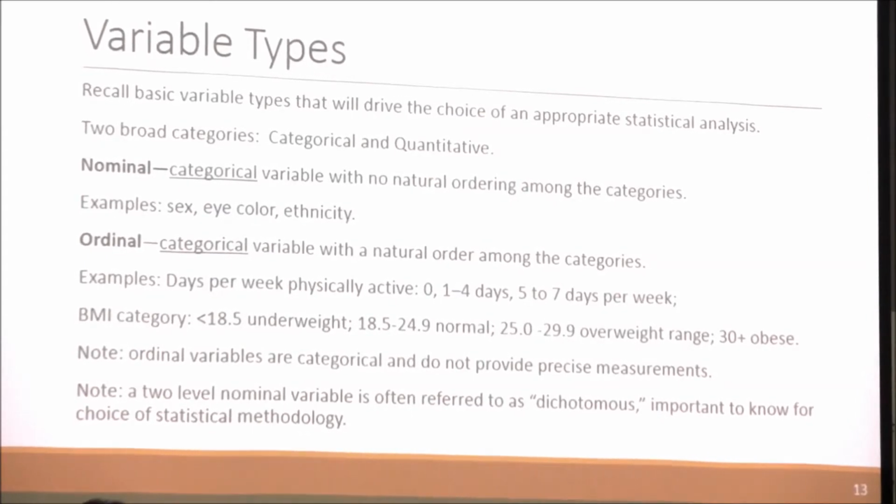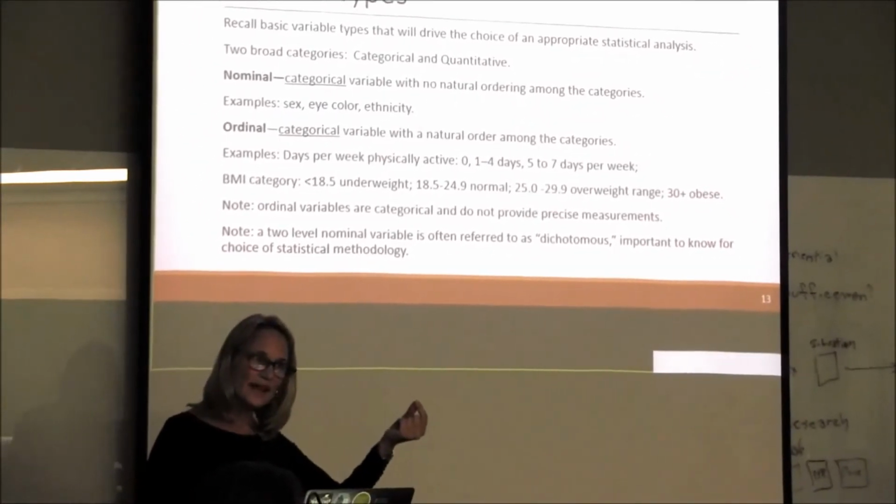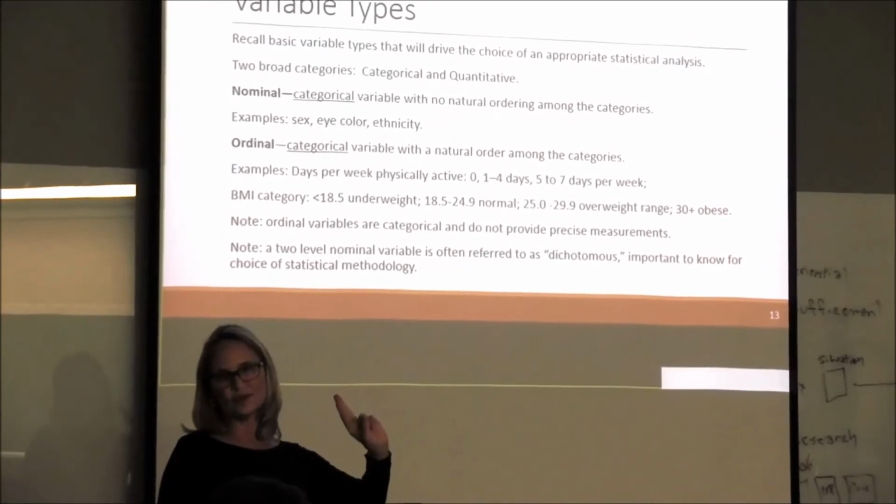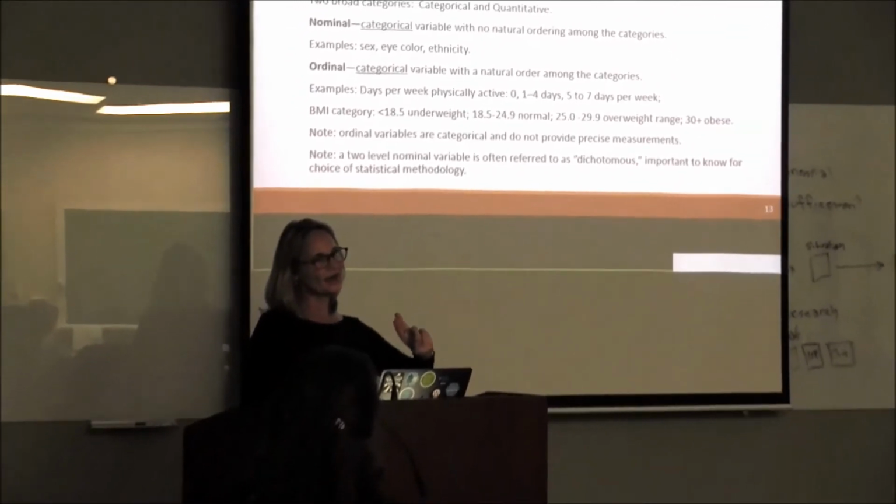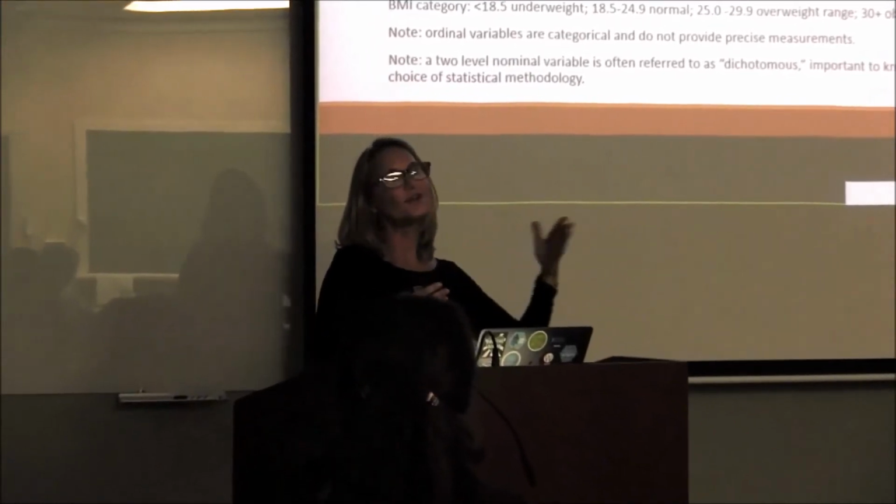And then I mentioned dichotomous. The dichotomous variable is a subset of the nominal variable, just 2 levels. It's important to know that as a statistician, because oftentimes a very frequently used statistical analysis approach is logistic regression modeling, and that relies on a dichotomous outcome. In the next slide.